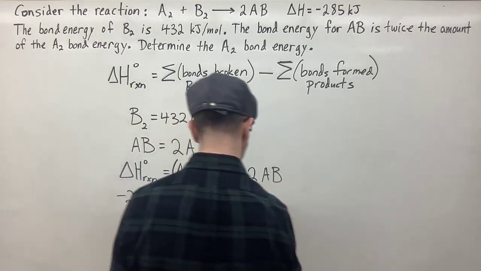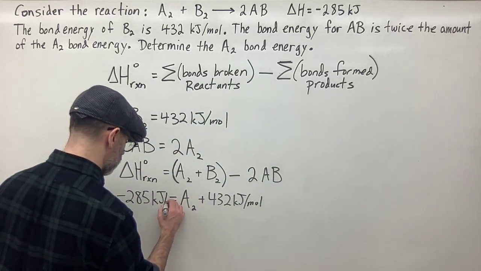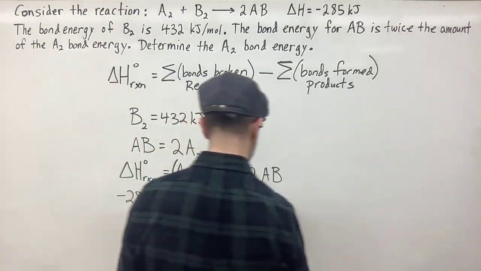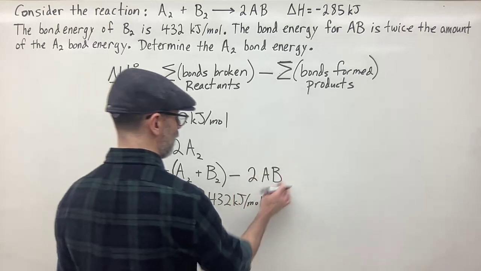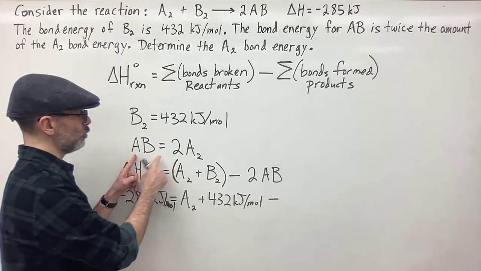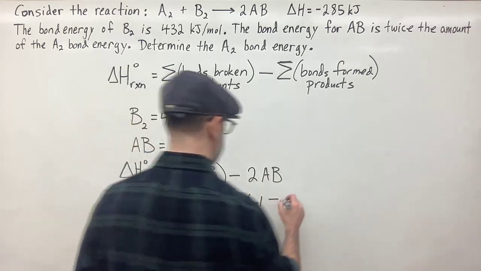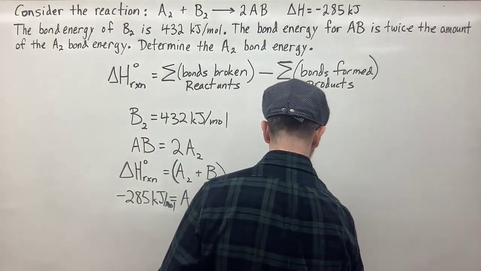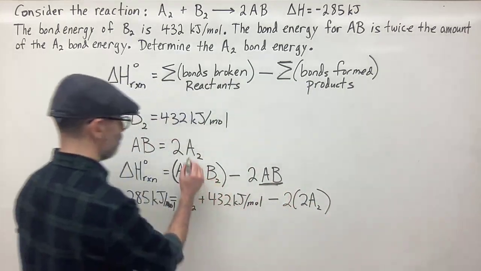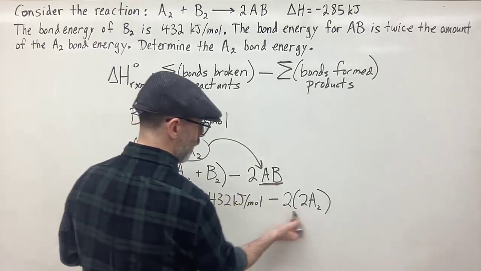And then we can put kilojoules per mole here just to be clear. Kilojoules per mole. And now this is minus, and notice I have 2AB here, right? But I know AB is equal to 2A2. So I can replace AB with 2A2. So that's going to be 2 times 2A2. So I took this and replaced it with this. So that goes there, and now I have that there.